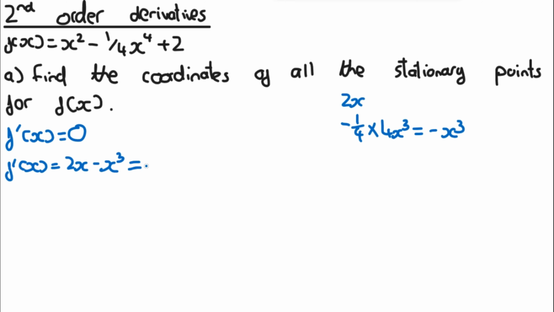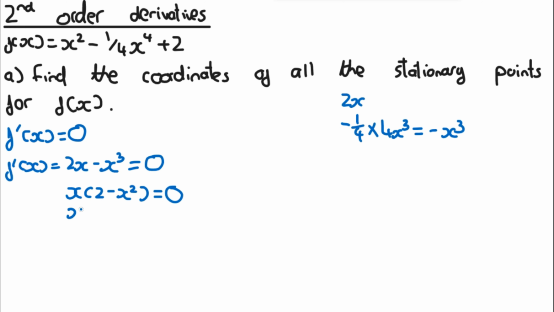And we need to find the values of x for when this is equal to 0. So we can factor out the x to do x of 2 minus x squared is equal to 0, and we can solve from here, because remember, the only way this can be solved is if one of these is equal to 0, because 0 times something is equal to 0.